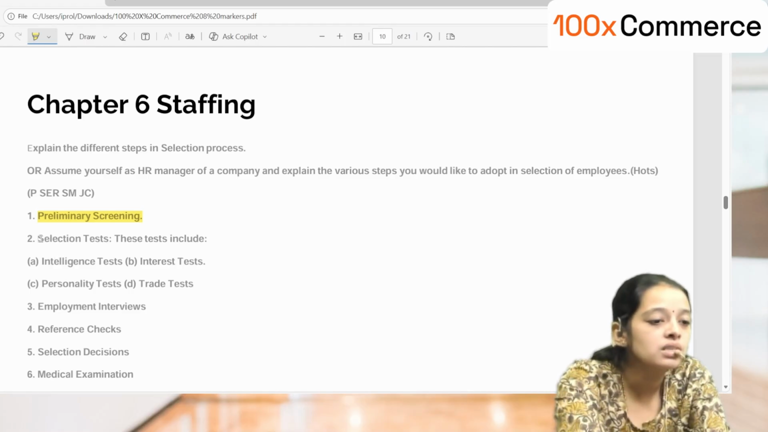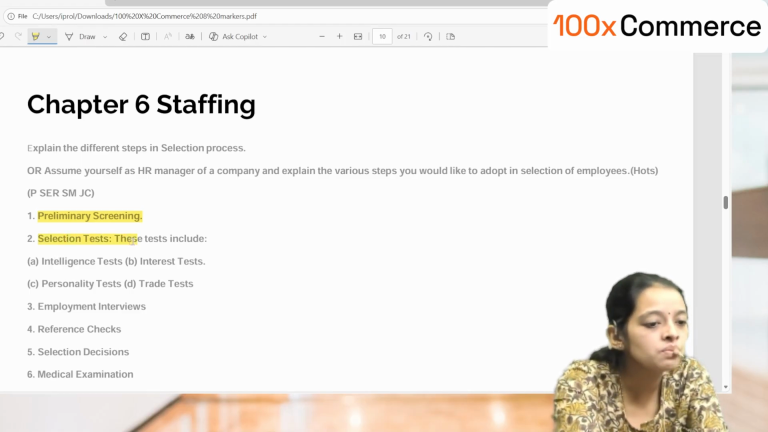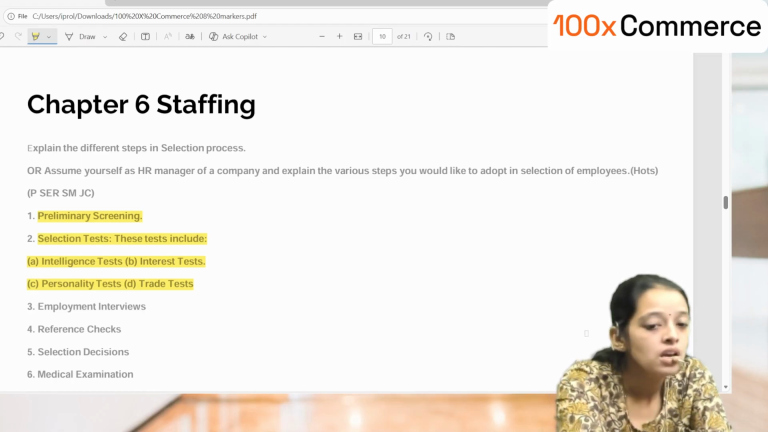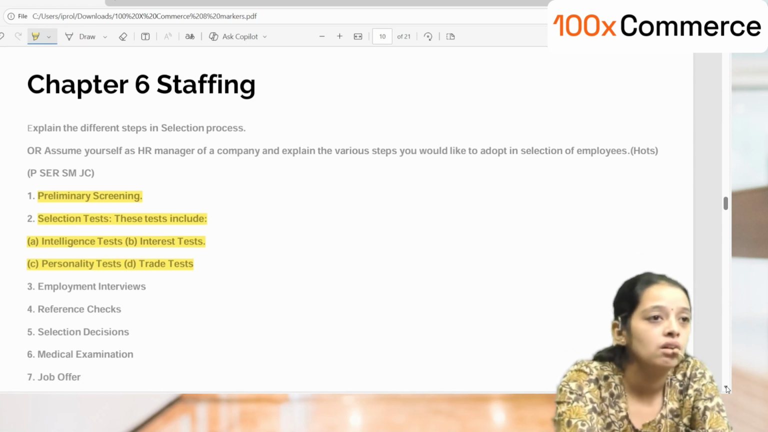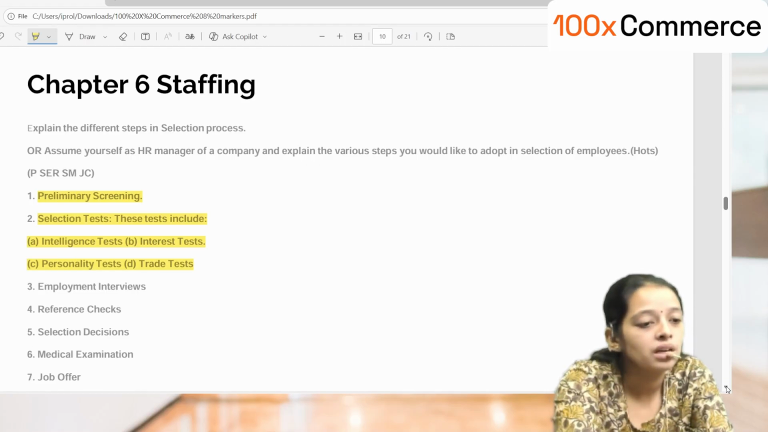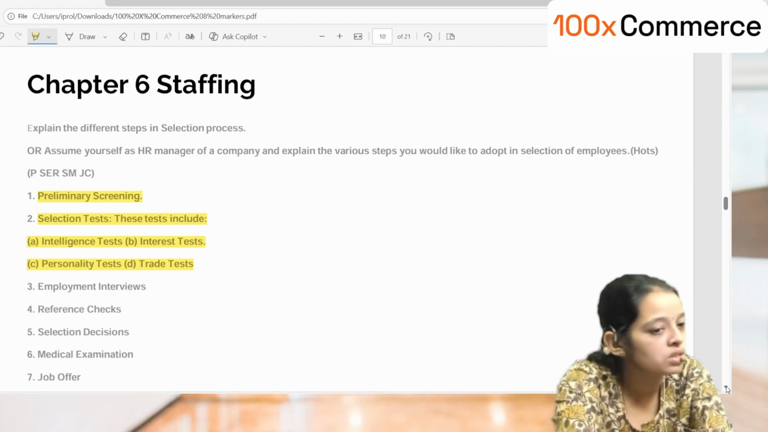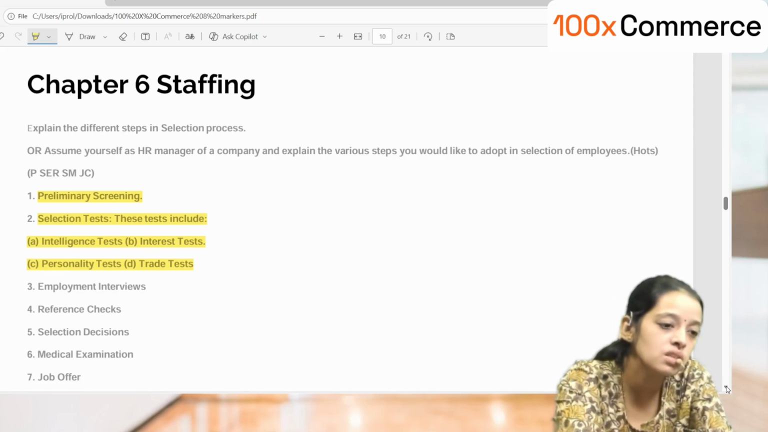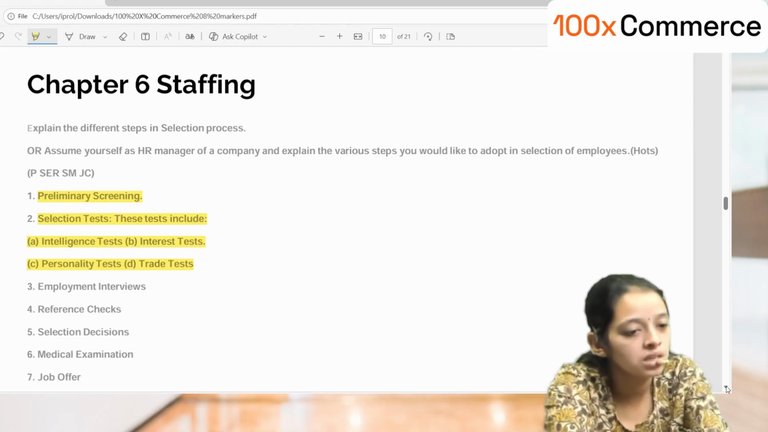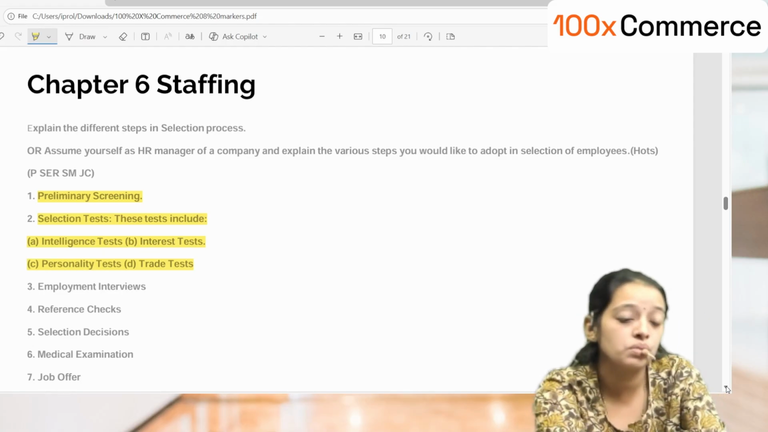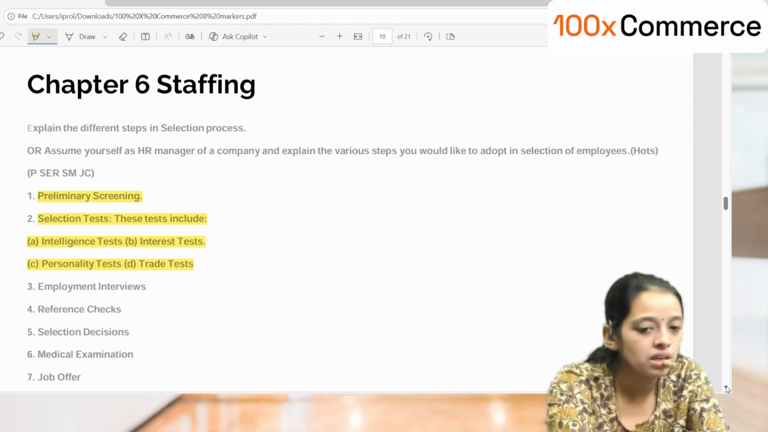Once the preliminary screening is done, next comes a selection test. They are going to conduct certain tests in order to check the aptitude level, the interest of the particular individual, and their proficiency by conducting various tests. So this question is also a 4-marker question for you. The same content you can use over here: aptitude test, intelligence test, interest test, trait test, personality test. So various tests are being conducted.